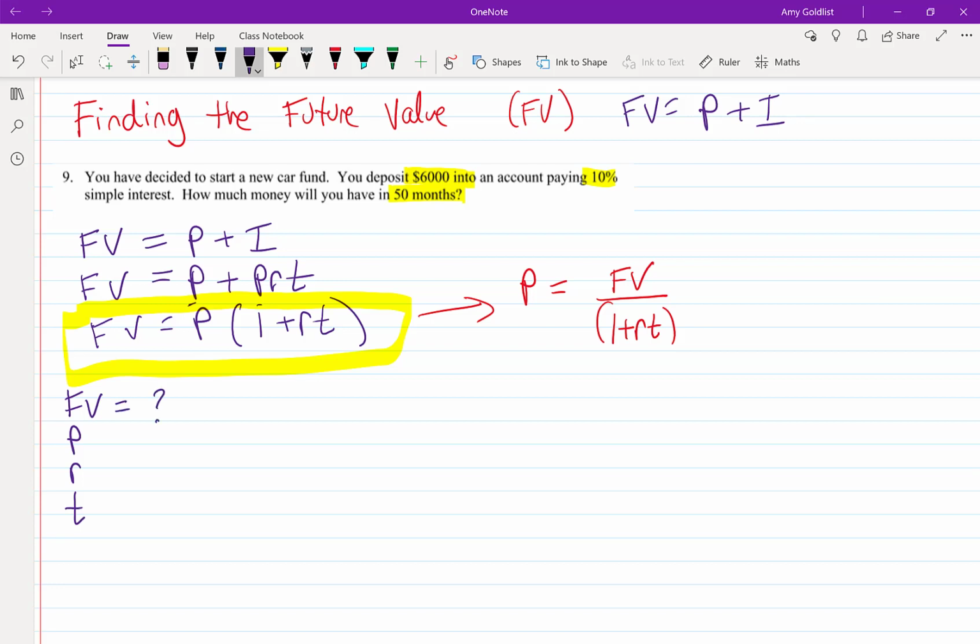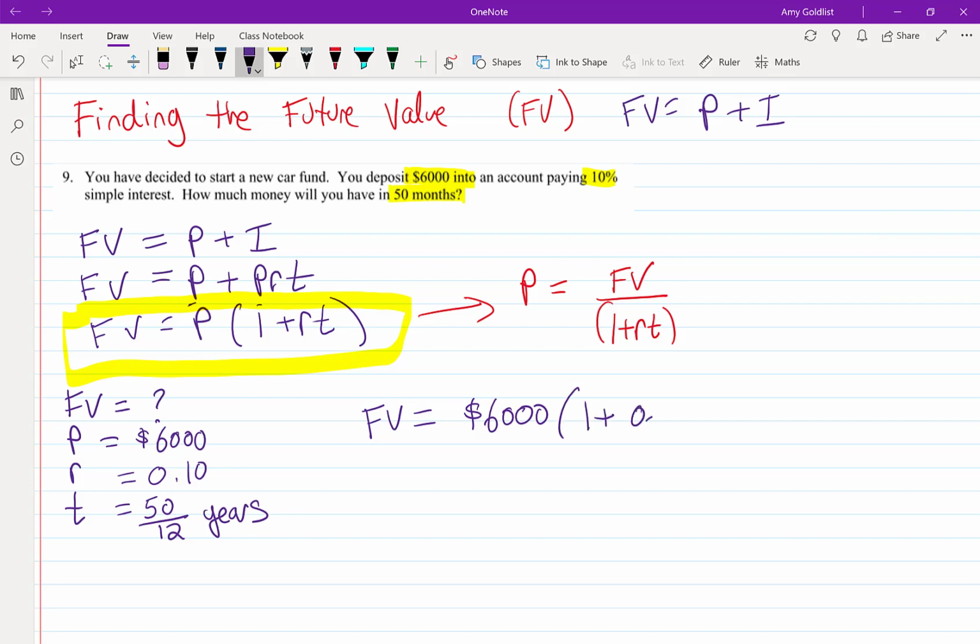Future value is what I'm trying to find. The present value is $6,000. R is 10%, and T is 50 months, which is 50 over 12 years. And I'm going to leave that as 50 over 12. So the future value equals the principal times 1 plus 0.1 times 50 over 12.